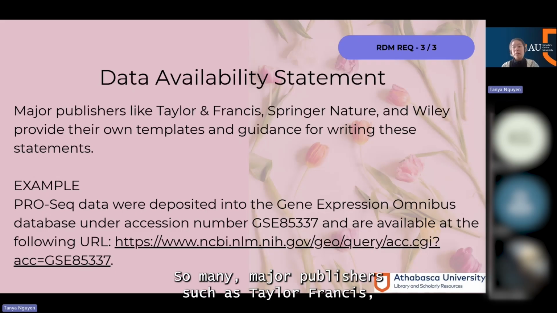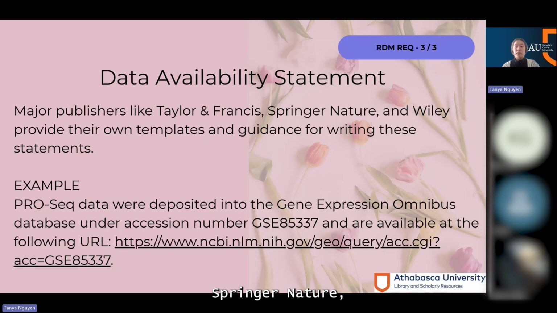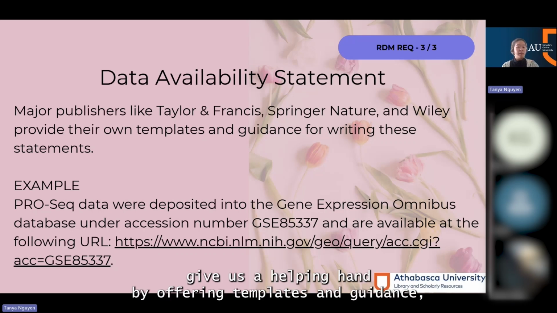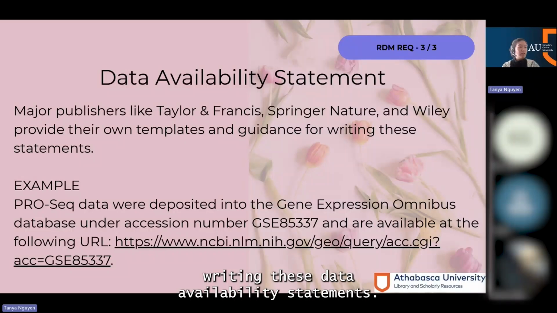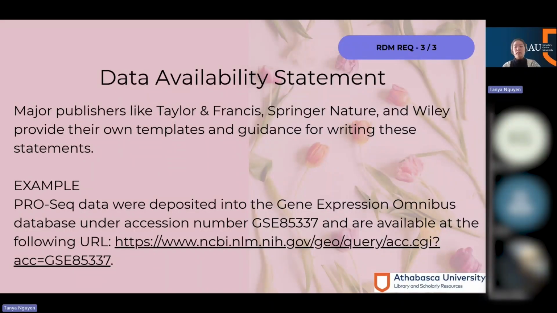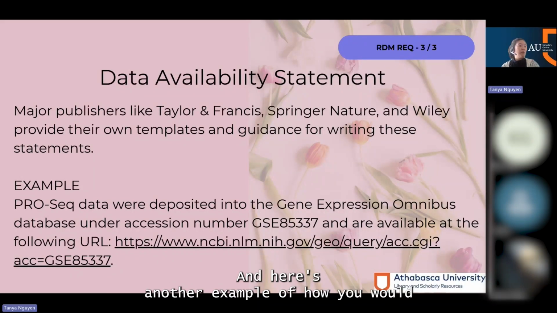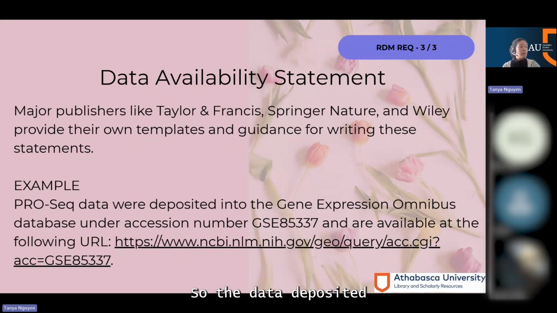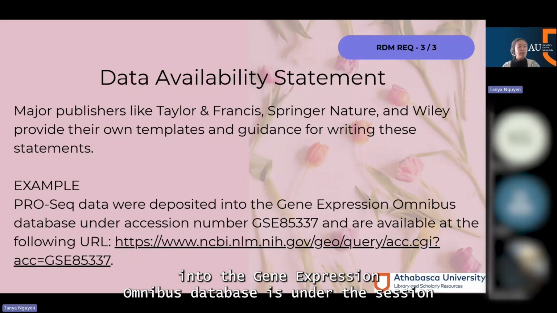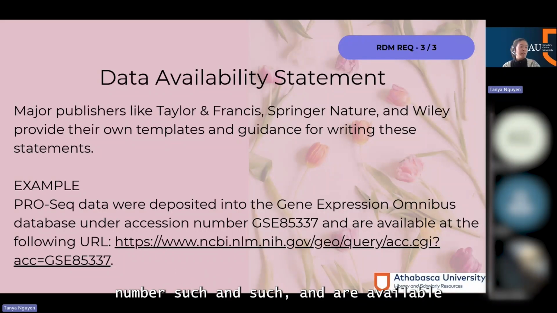So many major publishers such as Taylor Francis, Springer Nature give us a helping hand by offering templates and guidance for writing these data availability statements. This is really useful because it ensures the consistency and clarity in how we share our data. And here's another example of how you would have a data availability statement. So the data deposited into the gene expression omnibus database is under the session number such and such and are available at the following URL.